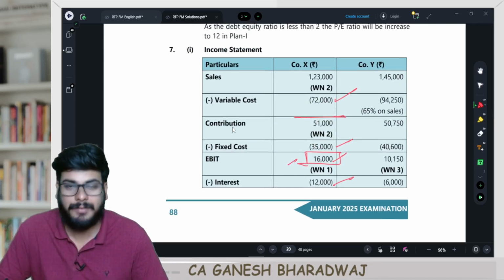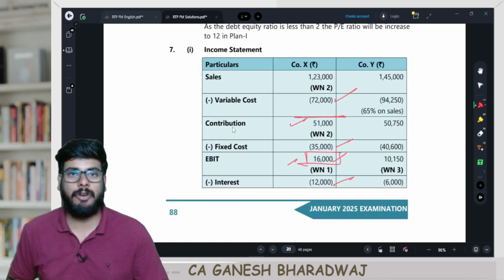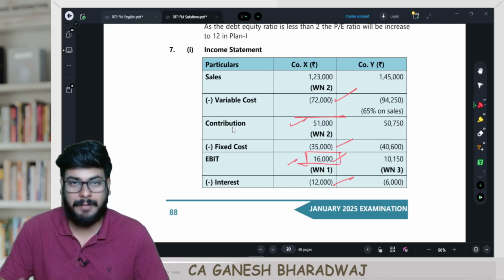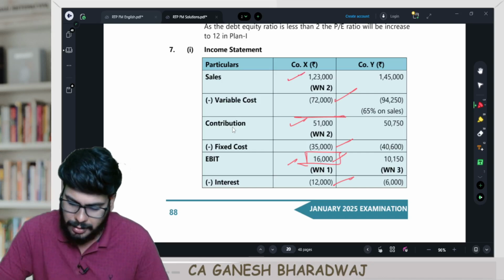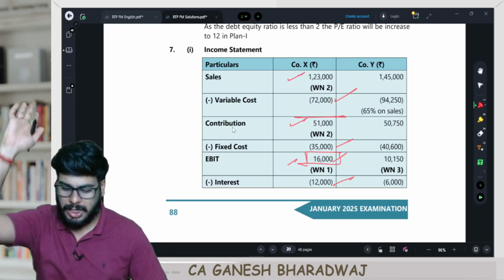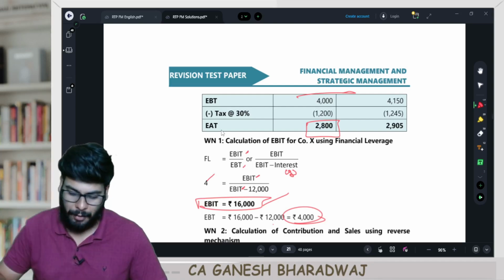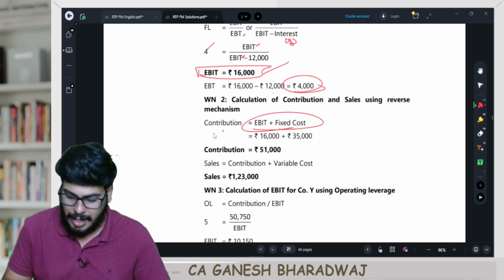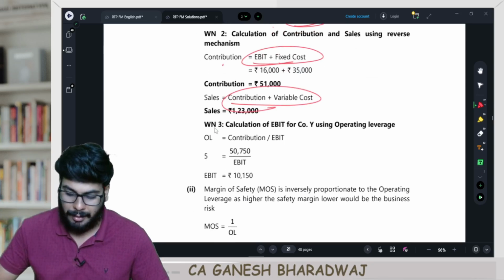Now going forward, as of now we have this EBIT figure, right? From this, fixed cost of 35,000 is given. So EBIT plus fixed cost gives you a contribution of 51,000 rupees, right? Now the variable cost figure is also given. Sales minus variable cost is contribution, or contribution plus variable cost gives you the sales figure. It's all reverse working. So we have literally calculated the entire income statement for company X. Contribution is EBIT plus fixed cost, and sales is contribution plus variable cost. Simple. Next, for company Y.